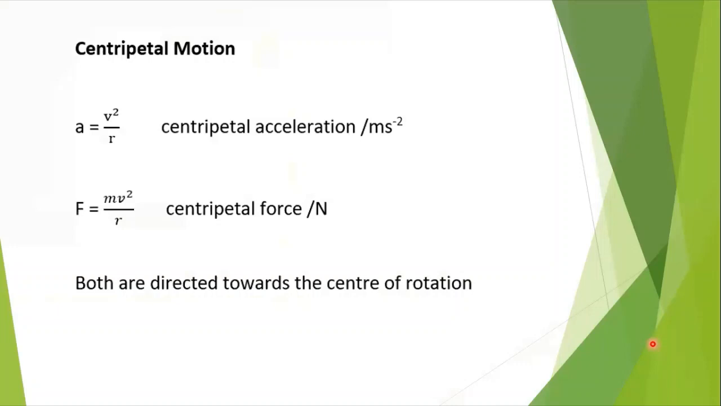And we're talking about centripetal motion. Don't ever mention centrifugal motion or centrifugal force. If you do, wash your mouth out immediately. We said that a, the acceleration, is v squared over r, and so this would be in m s to the minus 2. And since F equals ma, let's multiply that by m to find the centripetal force. So F equals mv squared over r, newtons. And both are directed towards the center of rotation. That's important.